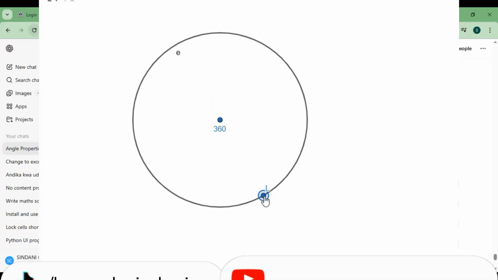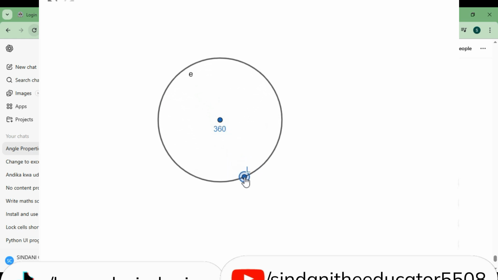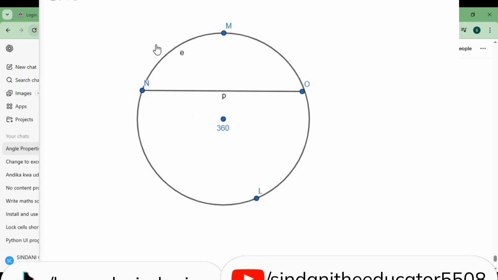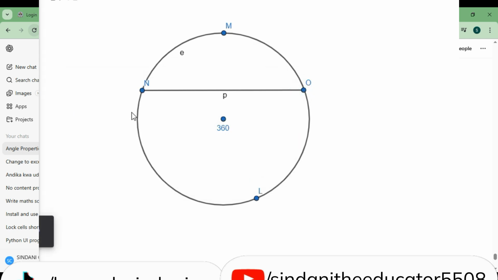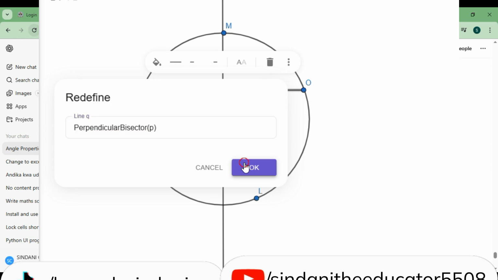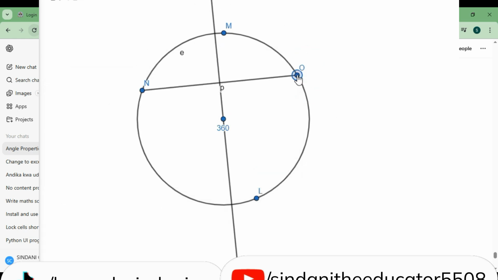All angles around the center of a circle add up to 360 degrees. This is because angles around a point make a complete turn. When a radius or a diameter is drawn perpendicular to a chord, it bisects the chord into two equal parts. This means the chord is divided into two equal lengths.